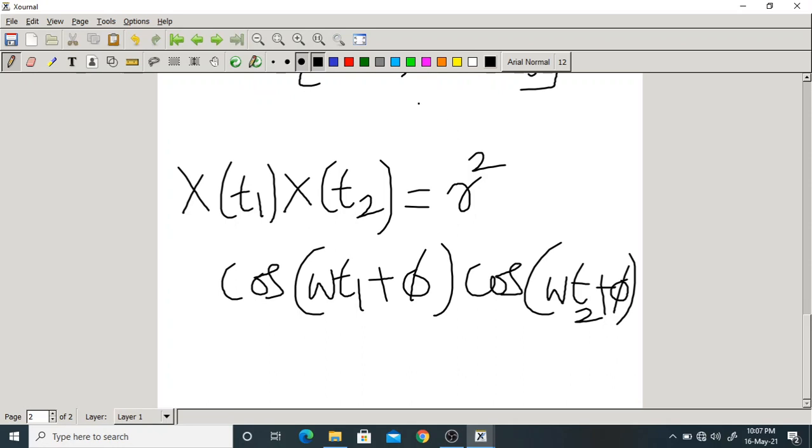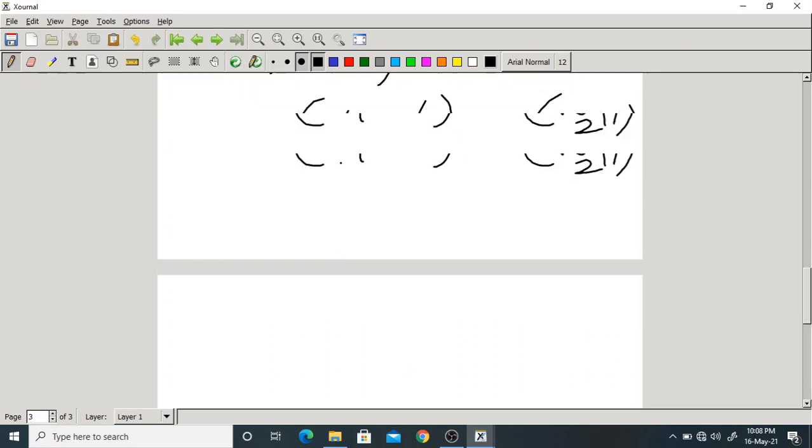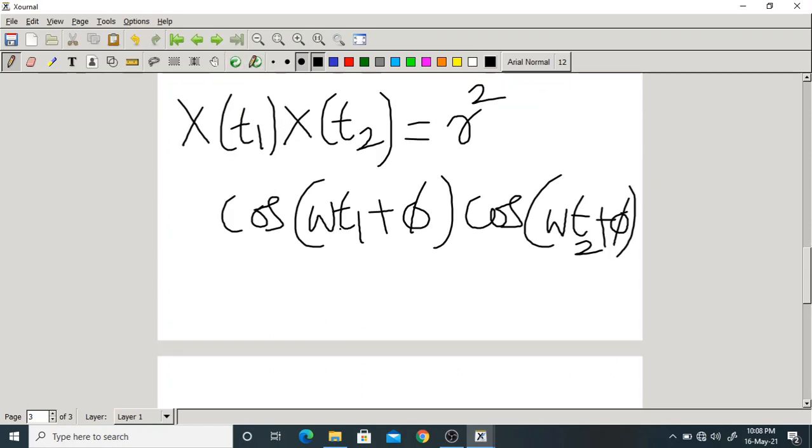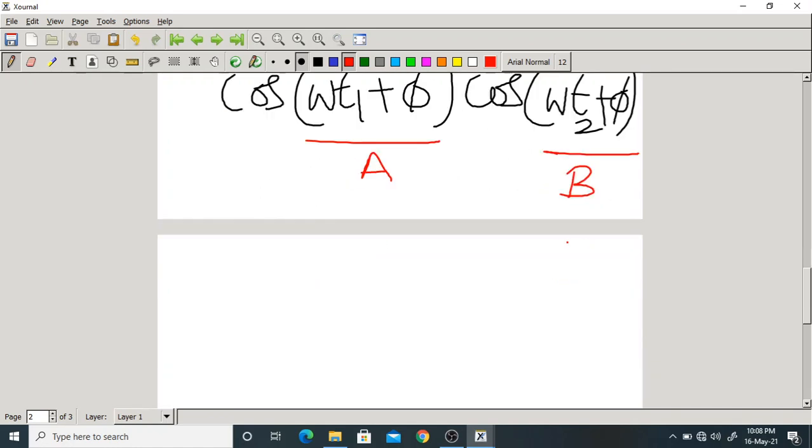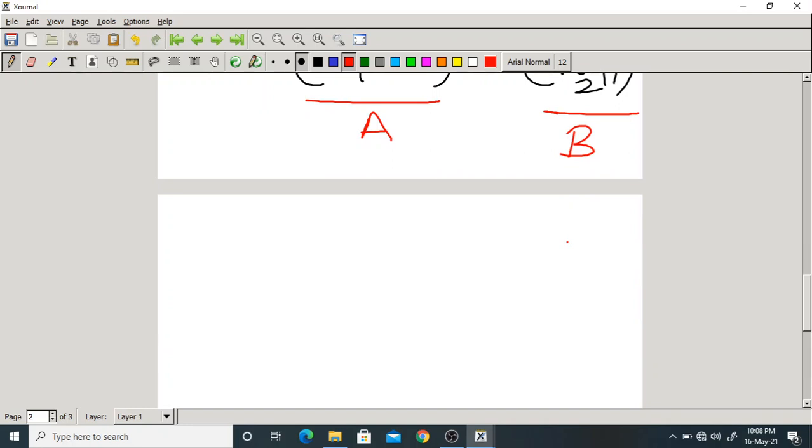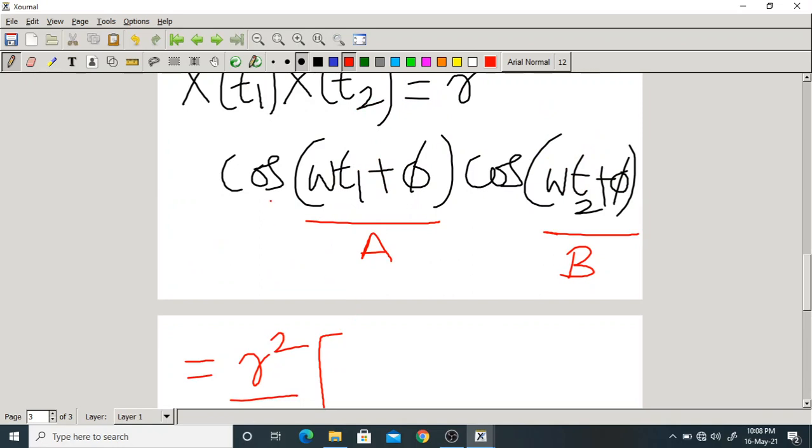Isn't it? Now here, what can we do? It is something like cos a into cos b. This is a, this is b. What is a? Omega t1 plus phi. What is b? Omega t2 plus phi. So what is the expansion of cos a into cos b? R square is common for both, so r square by 2 you can write. You can say cos(a plus b) plus cos(a minus b). Isn't it?